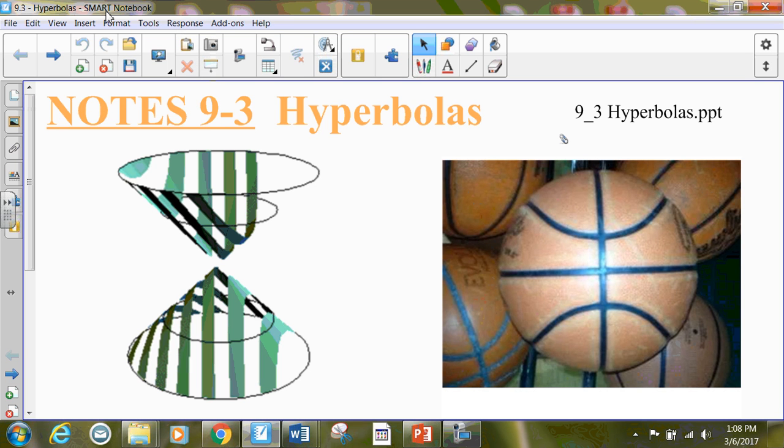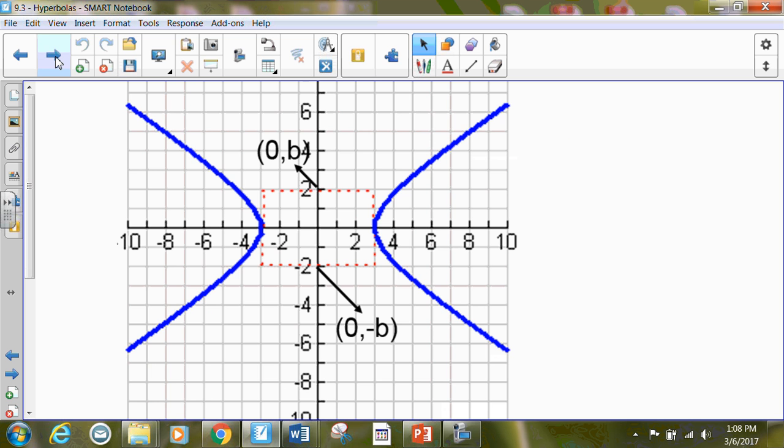All right, so we are learning about hyperbolas, and I am in class with 8th block. And here we go. We've got a picture of a hyperbola that's not all the way done. And as you notice, we were just talking about the ellipse and how it had 4 vertices. In the hyperbola, we just have 2. This one right here and this one right here.